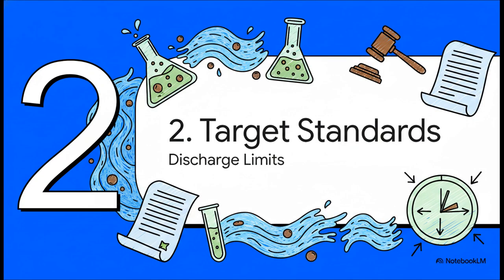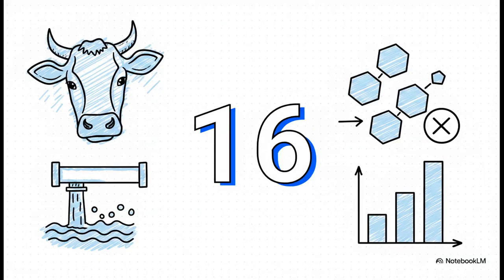Moving on to Section 2, target discharge standards. Let's look at the legal targets you absolutely have to hit. 16. That right there is the magic number. 16 milligrams per liter is the Uniform National Effluent Standard for total phosphorus. If you're designing a system that discharges into public waterways, you need to have this number burned into your brain because it literally dictates the success or failure of your entire liquid phase treatment protocol.